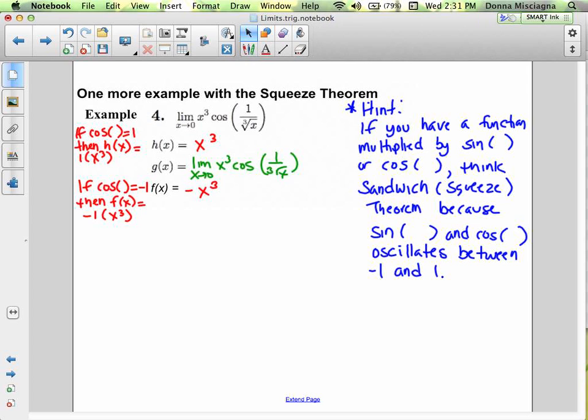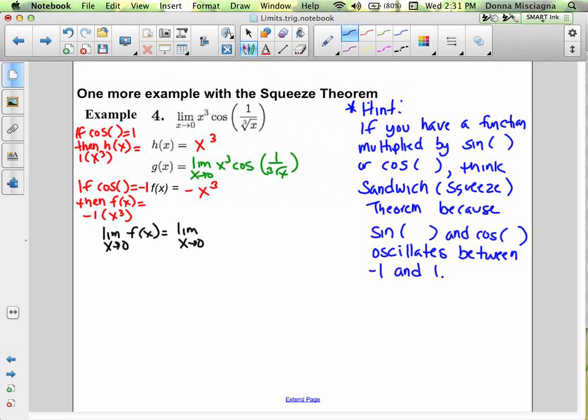All right, so let's find the limit of f of x as x approaches 0. That's just the limit as x approaches 0 of -x cubed, and we can plug in there, no problem with that polynomial. All right, that would be -0 cubed, that is 0.